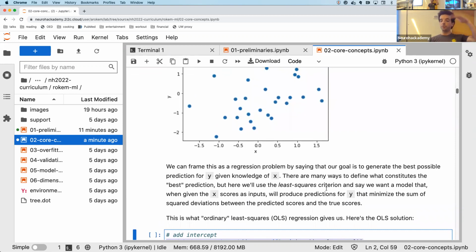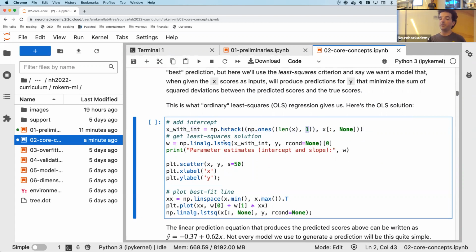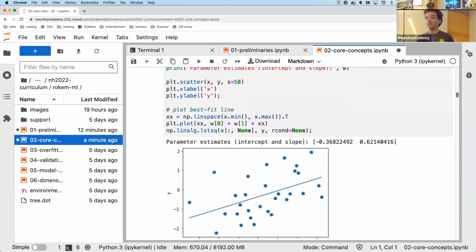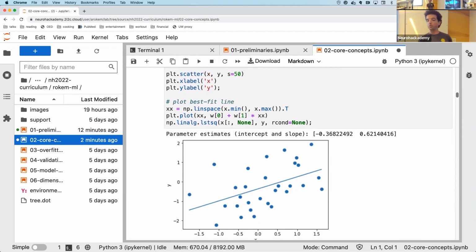That's called an intercept term. So we add an intercept term to the design matrix, and then we use least squares, which is implemented inside of NumPy. We give it the X matrix, we give it the Y, we add some additional things, and then we get the parameters out over here on this side, and then we can plot the best fit line. So here is the ordinary least squares solution to the regression problem in this case. And there are two parameters here.